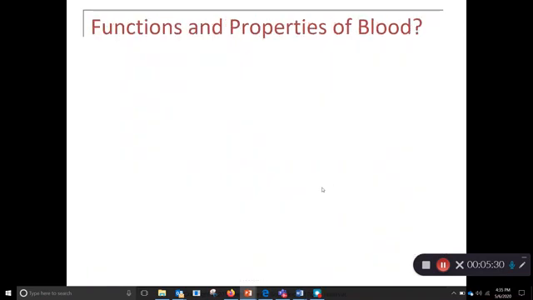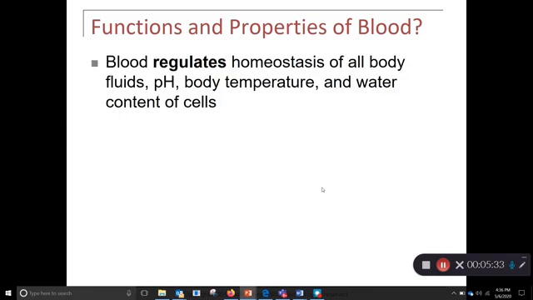So, what are some of the functions and properties of blood? Blood has a major role in the homeostasis of a lot of things, such as your fluids. If it's too salty, blood content is going to be measured by your hypothalamus, which says, hey, this is too salty, we need to fix this. Oh, we don't have enough water, got to fix this. Ooh, we're too acidic, we got to fix this.